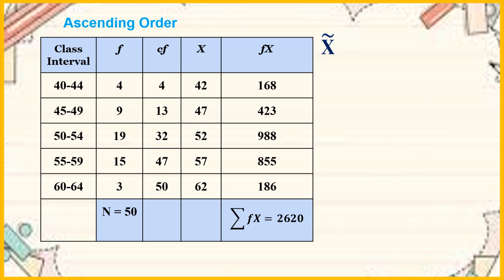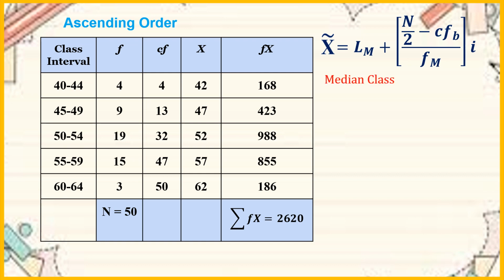Now let us compute for the median. And this is the formula for the median. In order to understand the formula, let us determine our median class. To determine the median class, we are going to use the formula n over 2. Substituting n, it would be equal to 50 divided by 2, which is equal to 25. Then take a look at your CF. What is the first number greater than or equal to your 25? Correct, it is 32. So therefore, this is our median class.